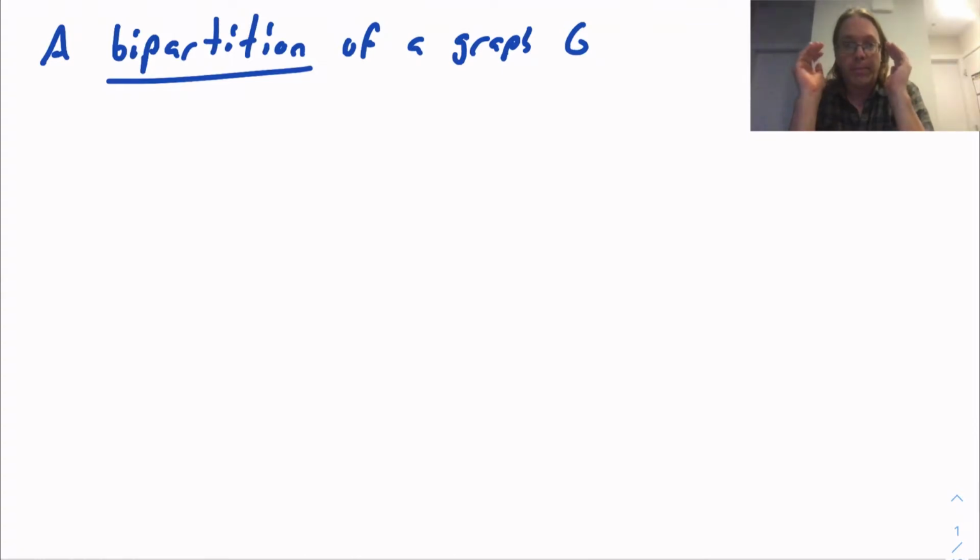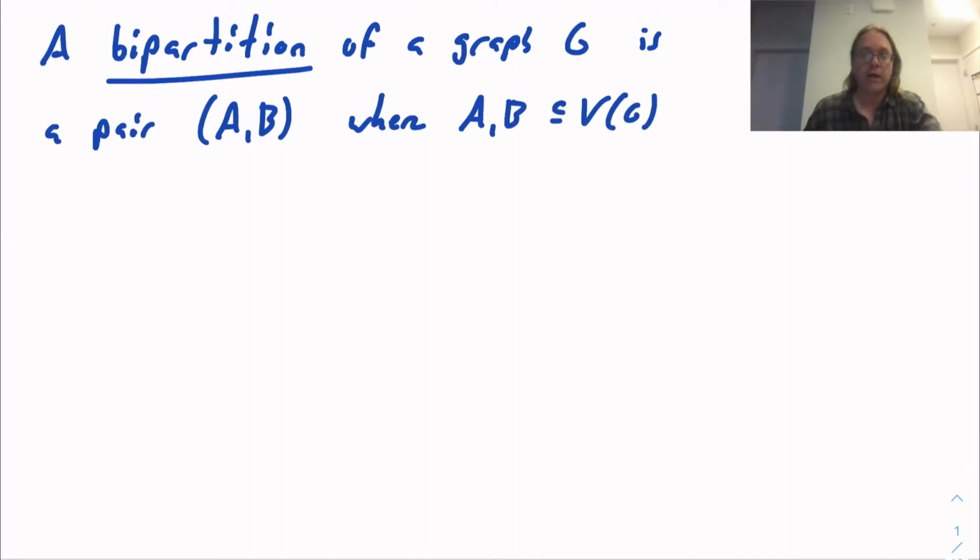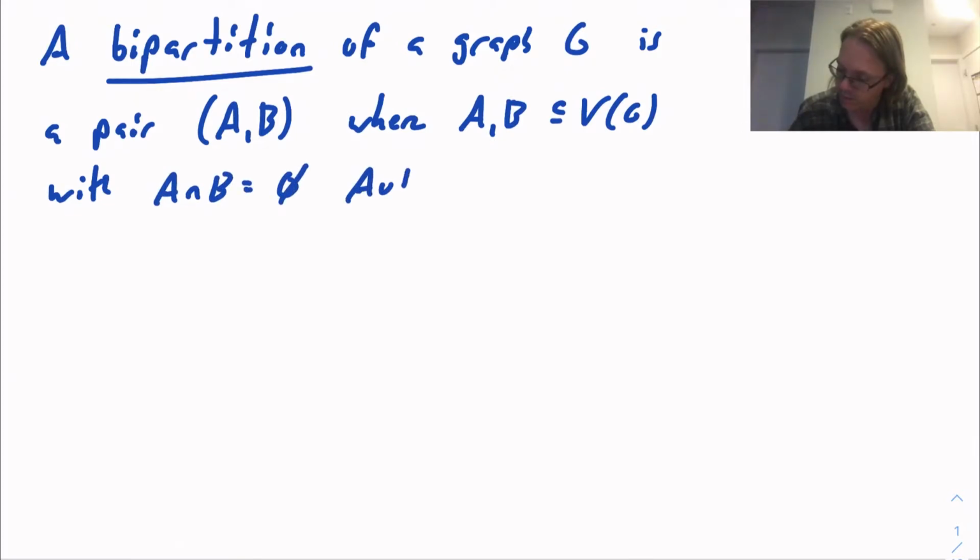This is going to be a pair of disjoint subsets of the vertices, A and B, whose union is everything. So A and B are both subsets of the vertex set of G. They're going to be disjoint, and their union is going to be all the vertices. So A intersect B is empty. A union B is the whole vertex set. But the key condition, so far I'm just describing a way of splitting the vertices in two. The key property, in order to be a bipartition, is that every edge of the graph has to have one end in A and one end in B.